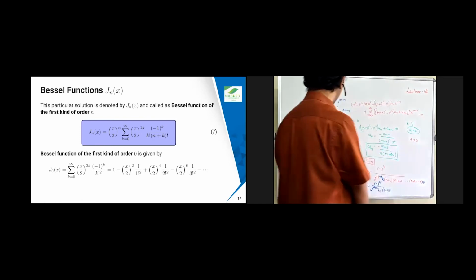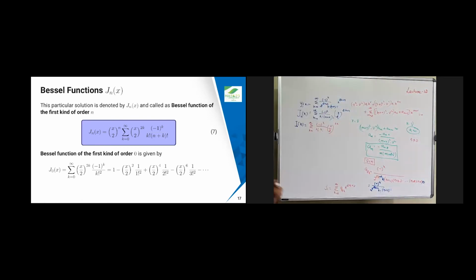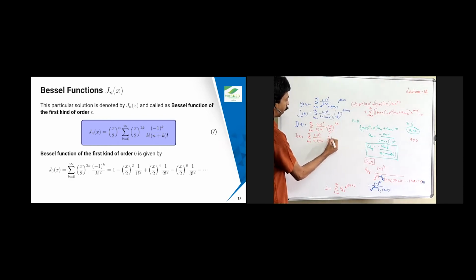Okay. So j1 of x, if you put j1 of x, then that is going to become summation k equal to 0 to infinity minus 1 power k factorial into k plus 1 factorial, x by 2 whole power 2k plus 1. So that is going to become j1 of x.